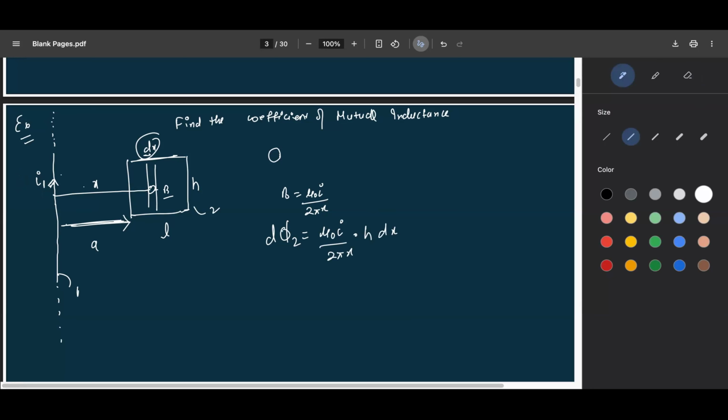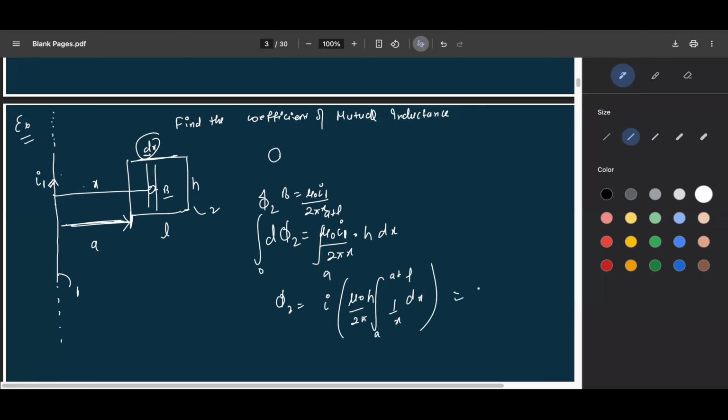That gives you this, so just integrate it. The moment you do this, phi 2 total is integrated with x from a to a plus l. So this phi 2 comes out as something. This is I1, sorry, I should have kept it as I. Leave I1 one side, the rest is mu naught divided by 2 pi, integral from a to a plus l of 1 by x, h is also there, dx.